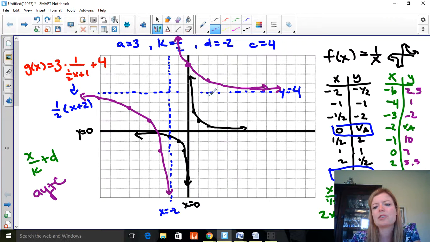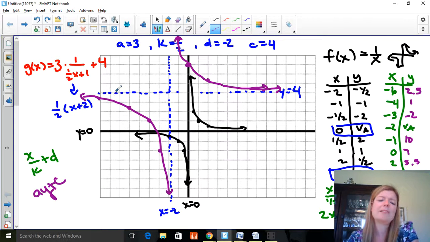You can check a point, like let's put in 0 and make sure I get 7. A half of 0 is 0, plus 1 is 1. So 1 divided by 1 is 1. 3 times 1 is 3. 3 plus 4 is 7. That point fits. So try a few of the points.